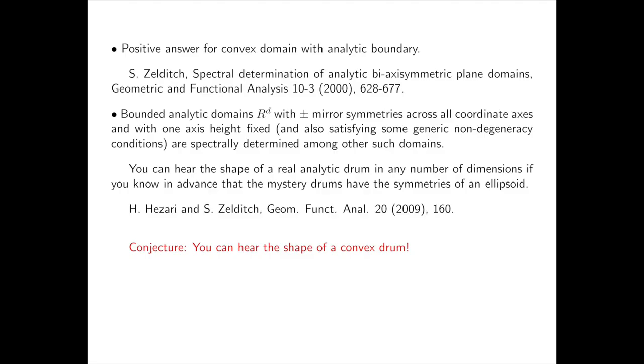Actually, there are possible answers for this problem. If you have a very smooth domain with some symmetry, the eigenvalues can determine the domain. The point is you have to have some kind of restriction. Now the conjecture is that you can hear the shape of a convex drum. What that means is, if you have a convex restriction, then the eigenvalues can determine the domain. So far, all counterexamples are not convex; there are corner singularities. The positive proofs only cover a C-infinity boundary and some symmetry. But this is not a solved issue yet, even theoretically.